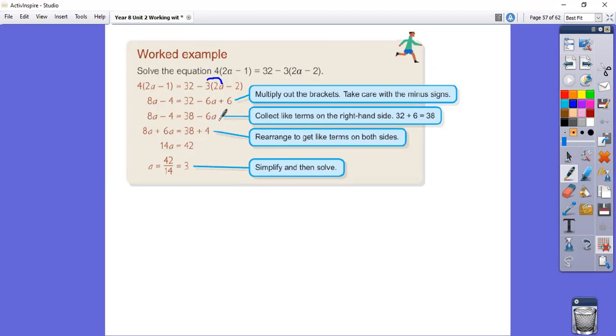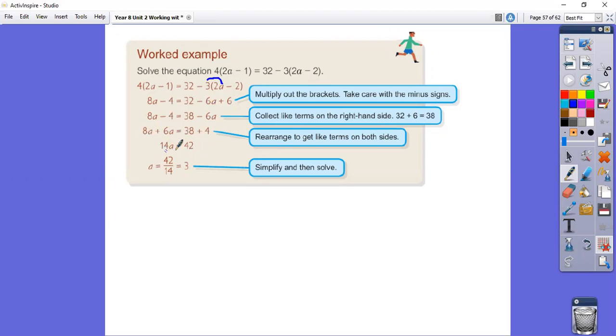Then rearrange to get the like terms on both sides. So we move the 6a to the other side. Remember, move the smaller one to the other side. So add 6a to both sides to get rid of that negative 6a. Gives you 8a plus 6a is 38 plus 4. We move the negative 4 over to this side. So 8a plus 6a is 14a, and 38 plus 4 is 42.